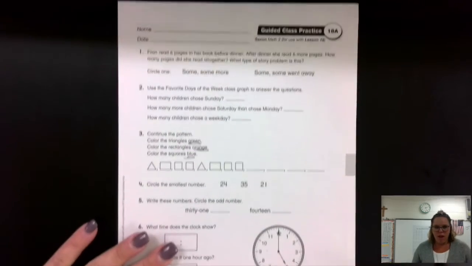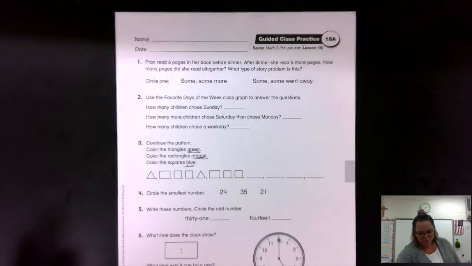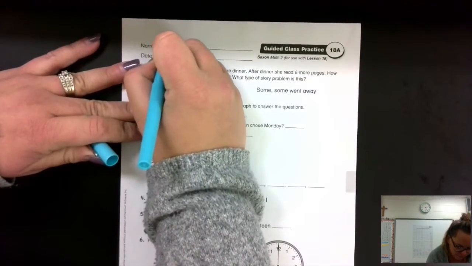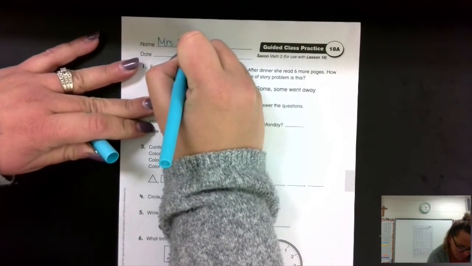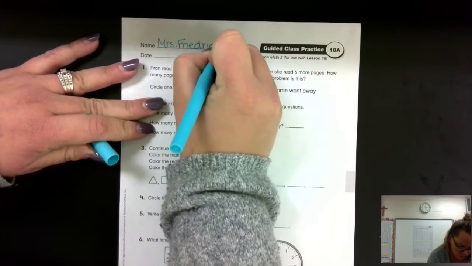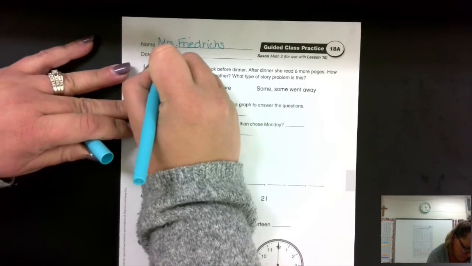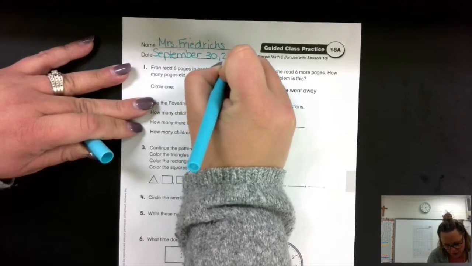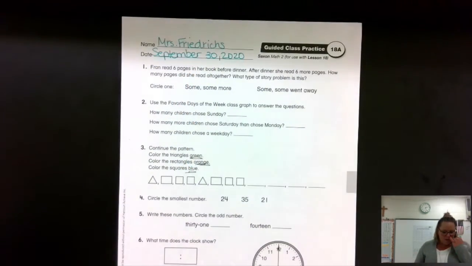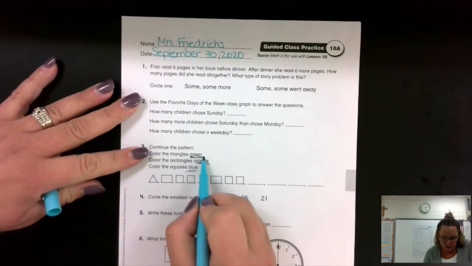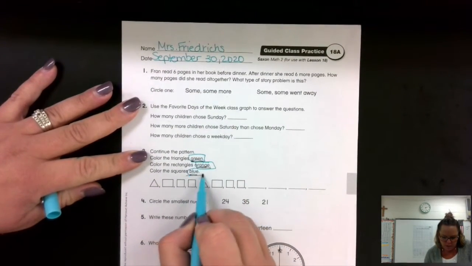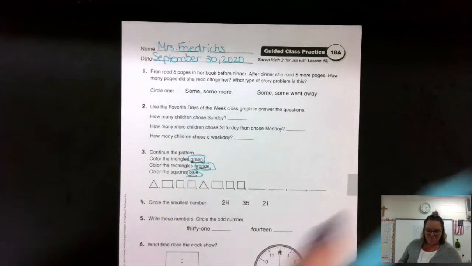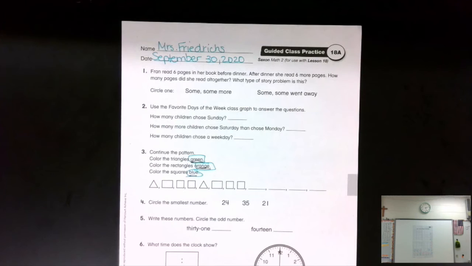Let's go through our guided class practice together. So go ahead, please, and make sure that you put your name on your paper. And the date today is September 30th, 2020. And here's where we said we needed to have the green, the orange, and the blue. So if you do not have green, orange, and blue out, go get it right now. Green, orange, blue.